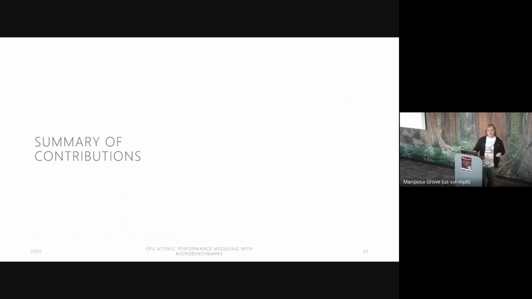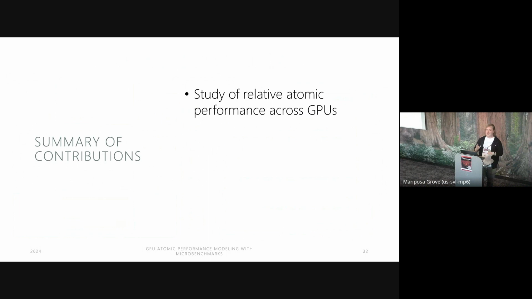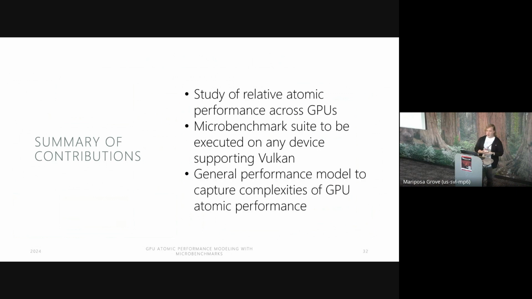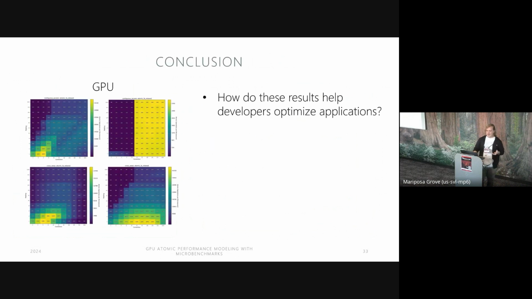So a summary of some of the contributions here. We've done a study of relative atomic performance across GPUs. You'll notice I have not specifically said, well, this GPU is better than this GPU, because it's not a fair comparison. We also put together a microbenchmark suite in Vulkan to be executed on any device supporting Vulkan, which, as many of you know, is a lot of devices. Also, we're trying to work on a general performance model that allows us to capture the complexities of GPU atomic performance.